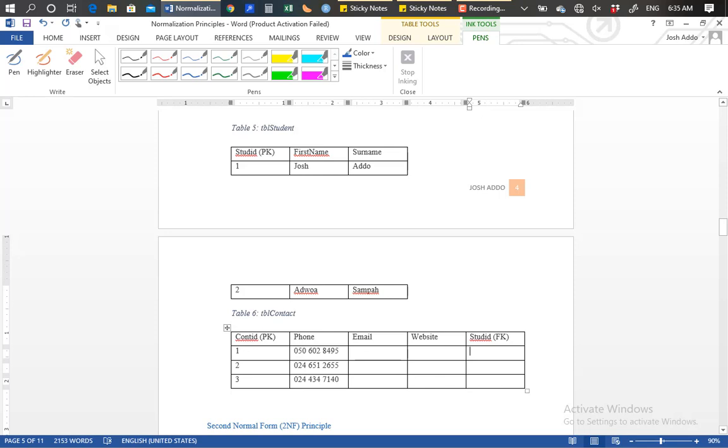So I'll say this is for student ID 1 because it's for the first student, which is Josh Adam. Then this one is for the same person, 1. And this one is for the second person, 2. Yes, this is how we resolve it. It's the same as the first one we did.